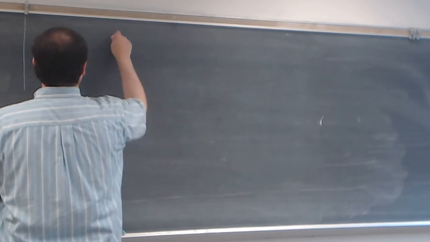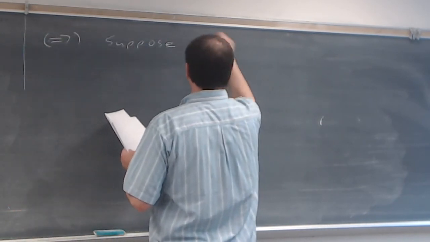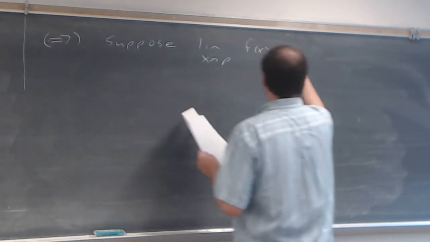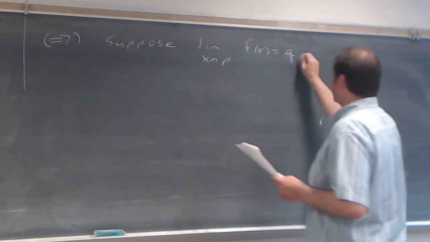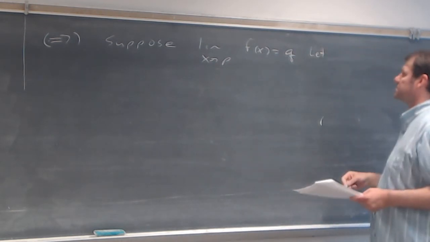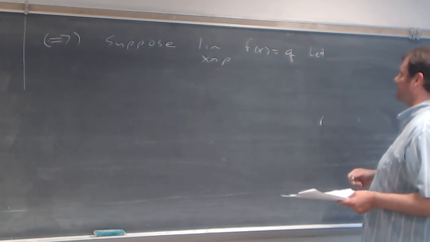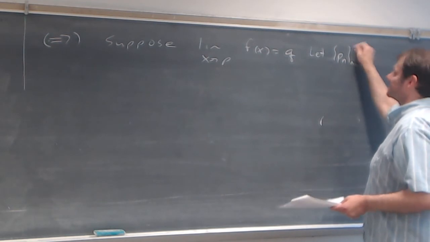Okay. Suppose the limit as x goes to p of f of x equals q. And we're now going to show that for every sequence that has certain qualities, the limit as n goes to infinity of f of that sequence has to equal q. So we're going to start off by letting p sub n be a sequence.